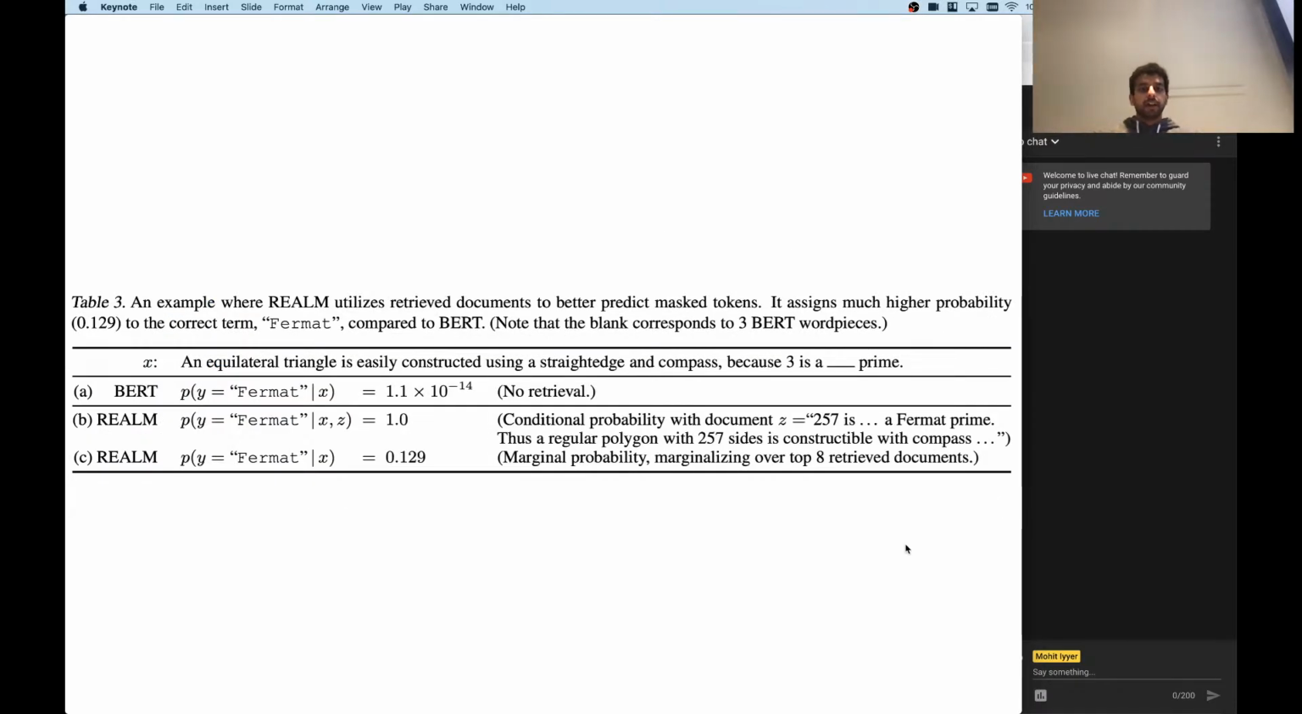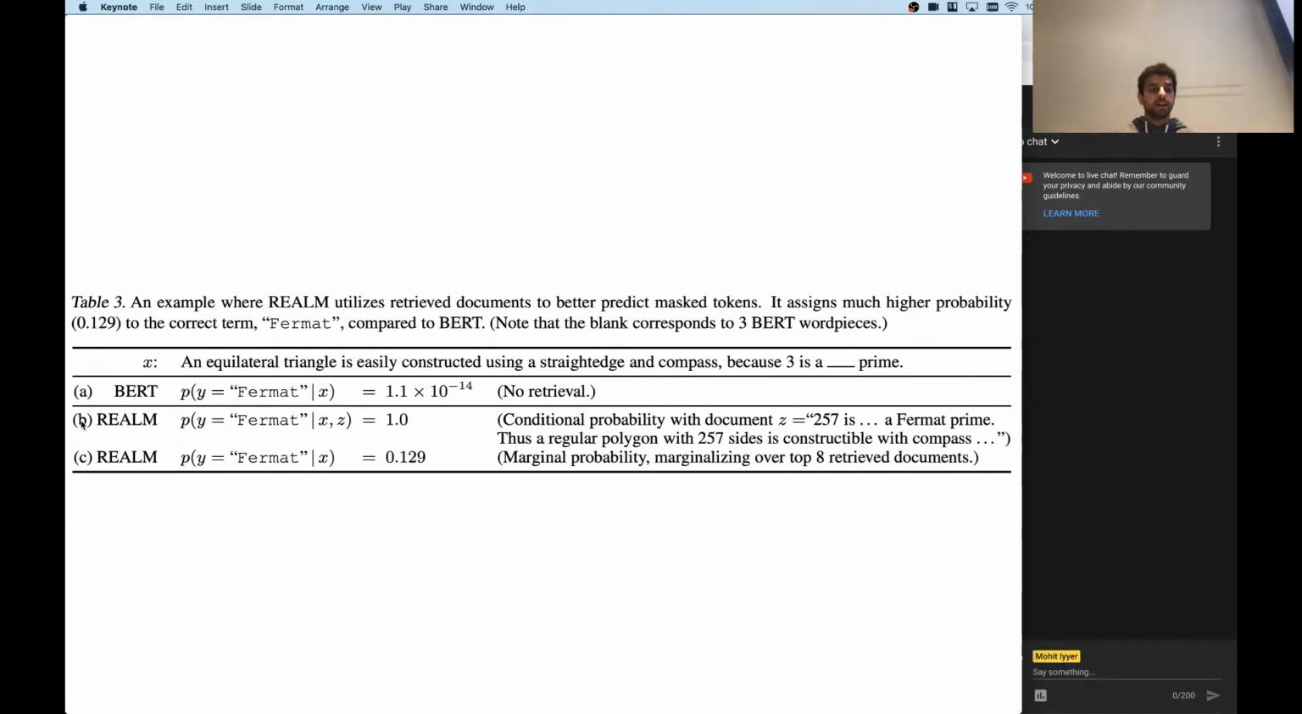Okay, so finally, let's take a look at an example of Realm in action. So it got as an input a query: an equilateral triangle is easily constructed using a straight edge and compass because 3 is a blank prime. And now it's asked, so this blank is a mask token, and it's asked to predict what goes in there. So without retrieval, the probability of the correct word, y equals Fermat, given this input is quite low.